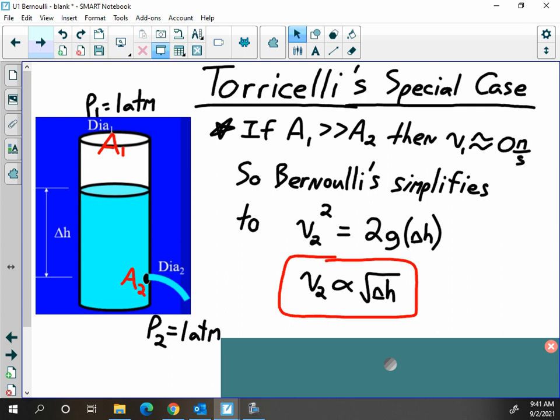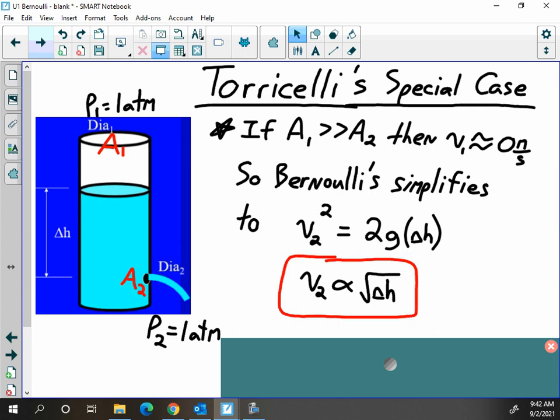What you need to remember is that the speed that this comes out at is really only dependent upon the height. Okay? Yeah. So if the two areas are the same, then it wouldn't work. Yeah. It would drain way too fast. Okay? So Torricelli's is a special case.